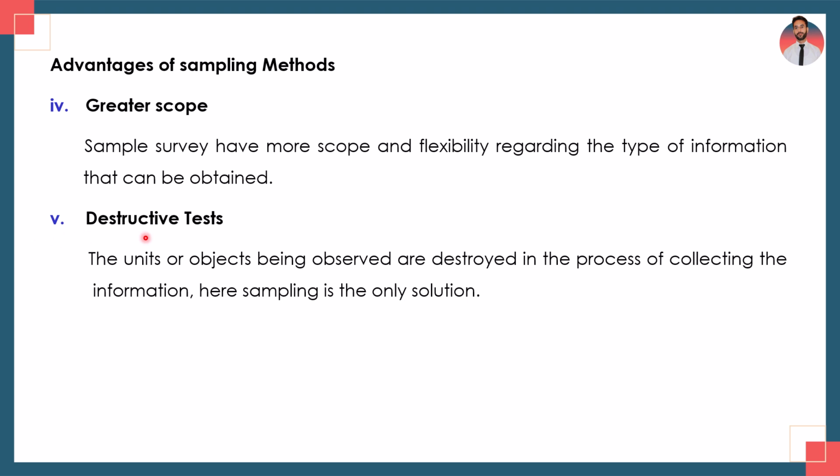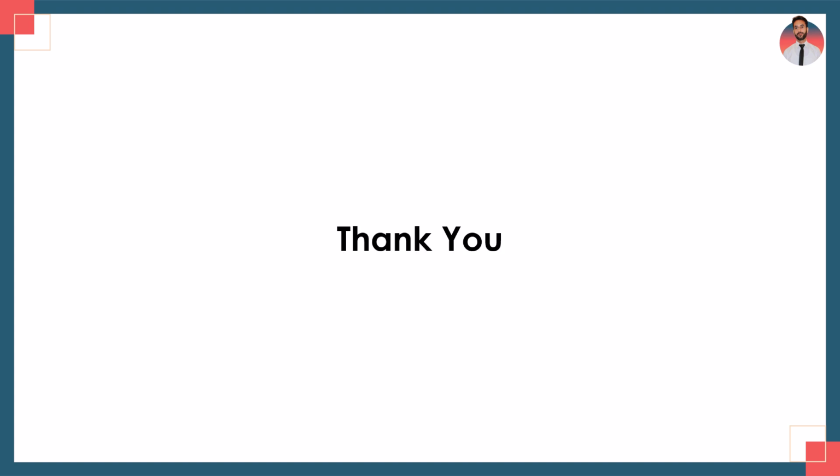Fifth point is destructive test. The units or objects being observed are destroyed in the process of collecting the information. Here sampling is the only solution. So students, these are the advantages of the sampling methods. In short, sample survey is more important than the complete enumeration. In this lecture, some important terms or definitions of sampling distribution have been discussed.